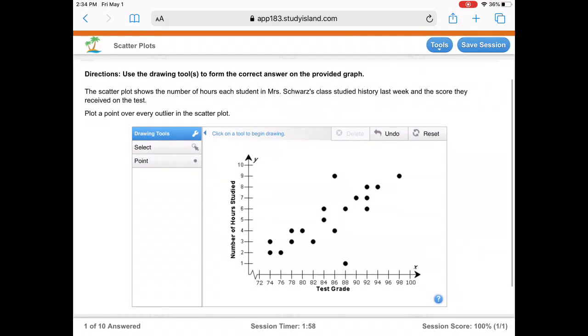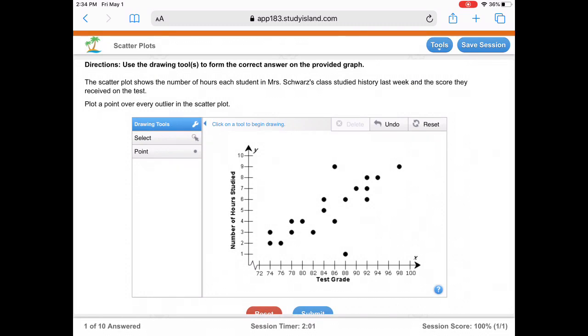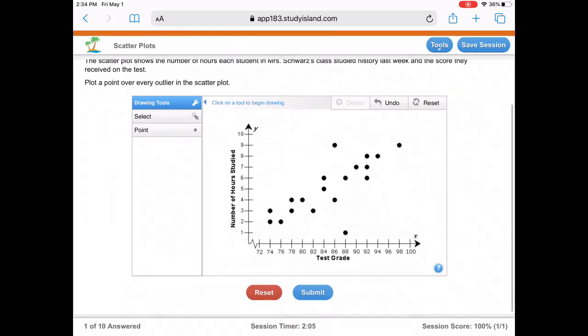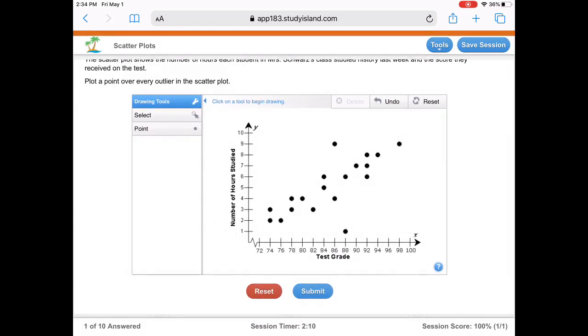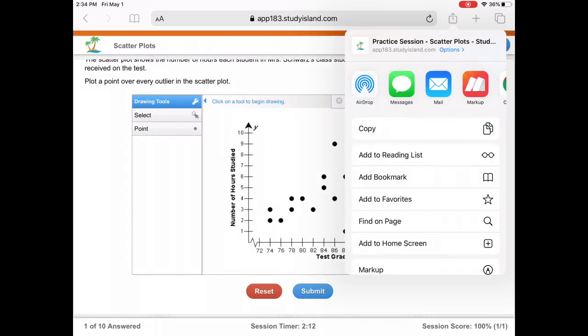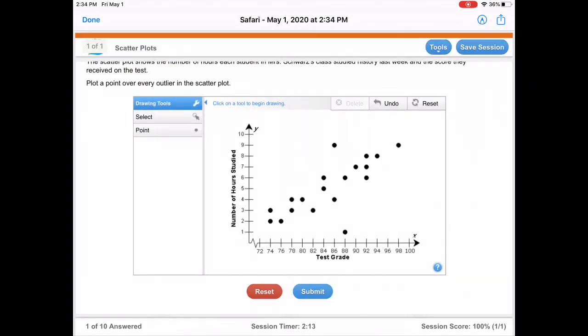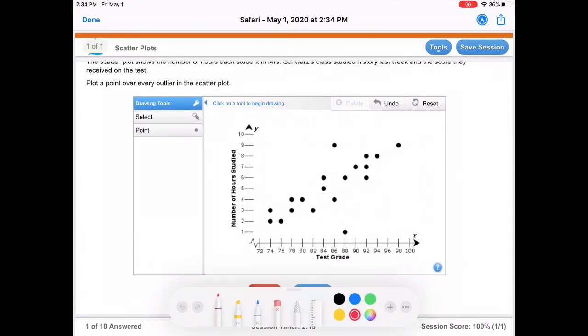So this scatter plot shows the number of hours each student in Mrs. Schwartz's class studied history last week and the score they received on the test. All right, so they say plot a point over every outlier in the scatter plot. So if we're looking at kind of a line of best fit here and the trend between these two, we're looking at kind of this line, and all of these points fit that general trend. And that general trend is the higher the test grade, the more hours they studied.